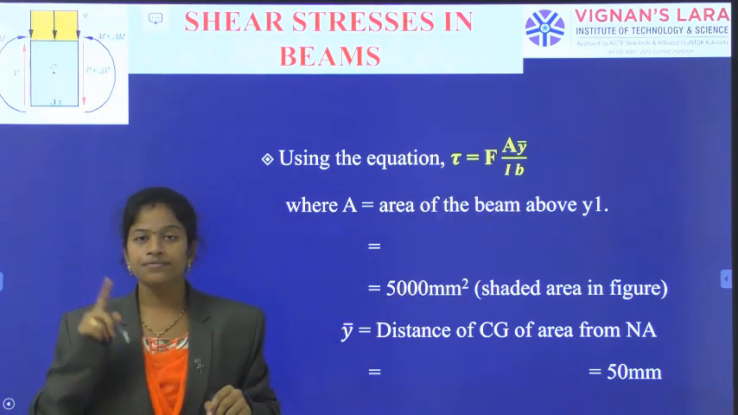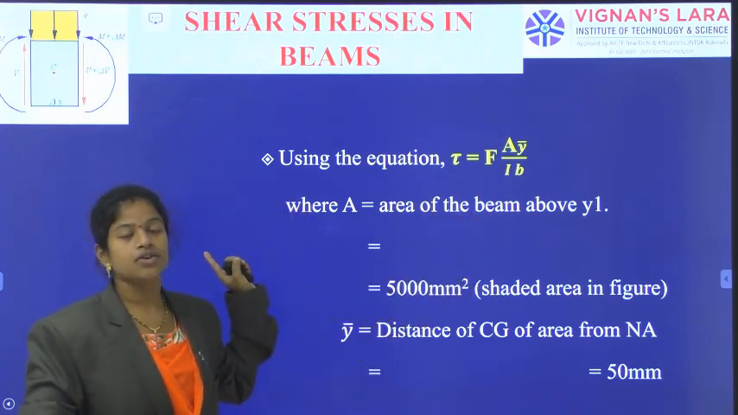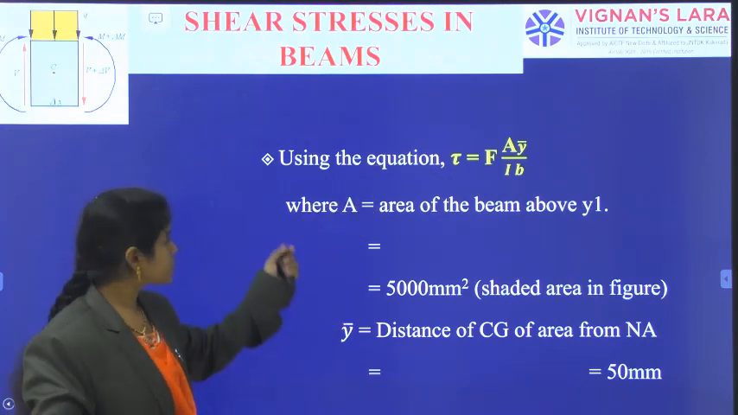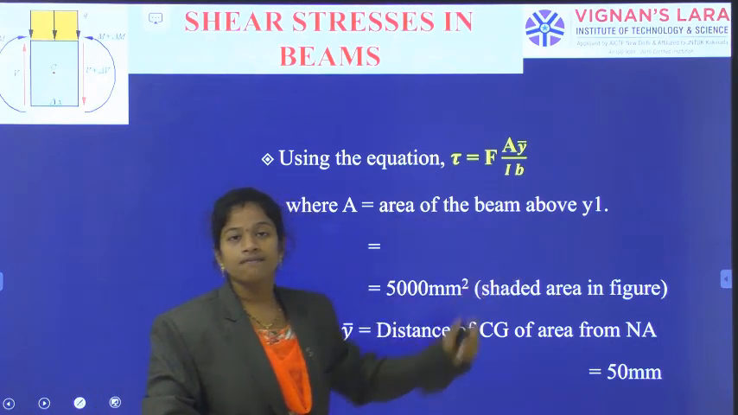Please remember the formula F A Y bar by I into B, where capital F, the shear force, we have got as 4500 newtons. I am calculating all the terms individually. Capital A is equal to the area of the beam above Y1.